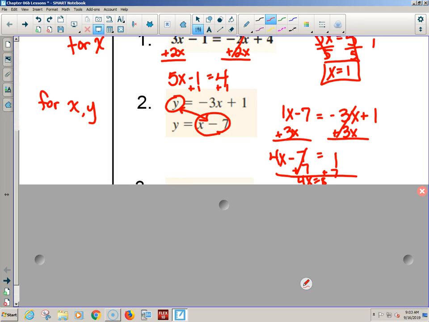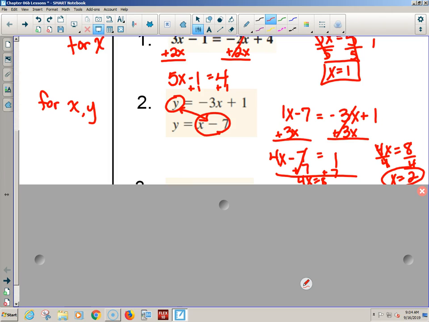And what would you guys do to both sides in order to get x alone? Divide both sides by 4. What's 8 over 4? 2. Now here's the struggle on this one. I was supposed to find x and y. So I have x, but I'm done, right? Oh, you got to plug it in. Good. Once I find the x, I have to come back and substitute back in.